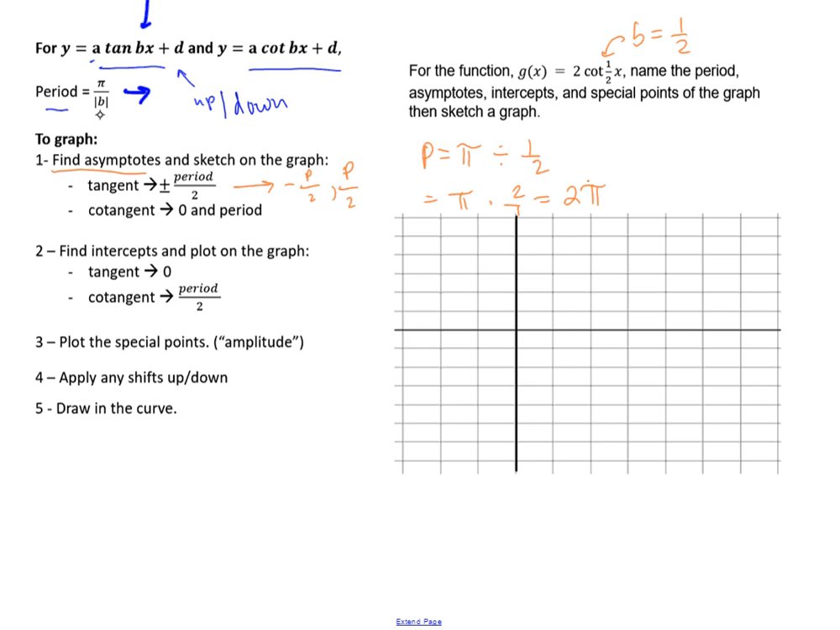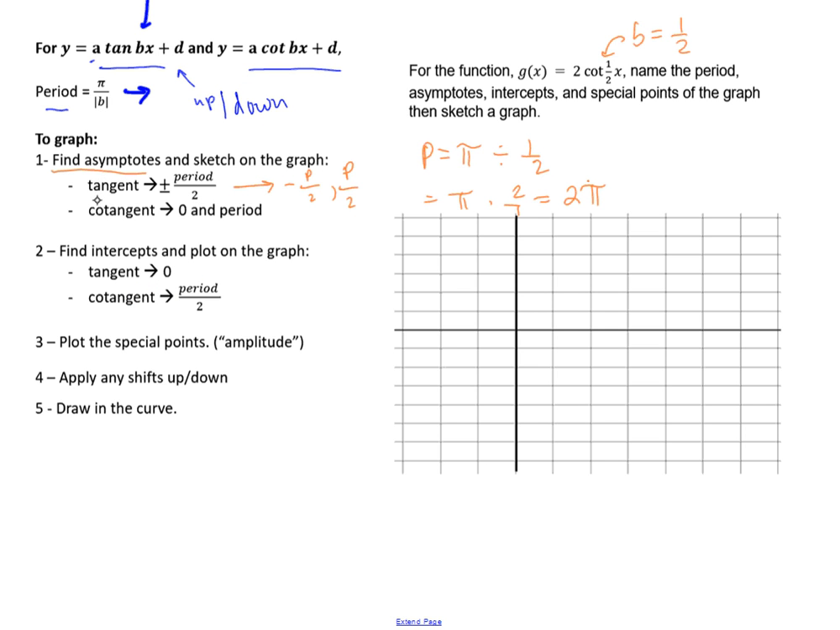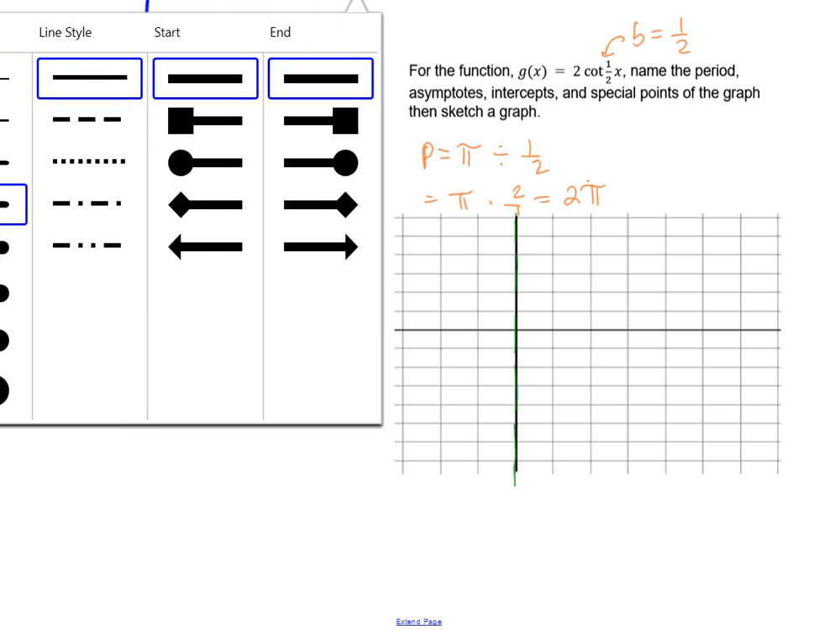Okay, we found our period. Now we're going to have to figure out where our asymptotes are. So for cotangent, it happens at 0 and the period. So 0 is your asymptote. Just make that nice and thick.